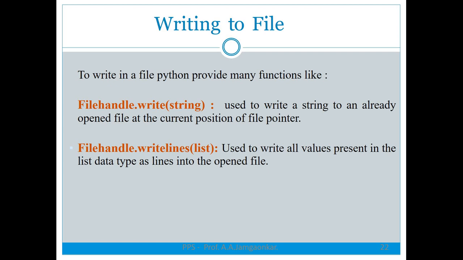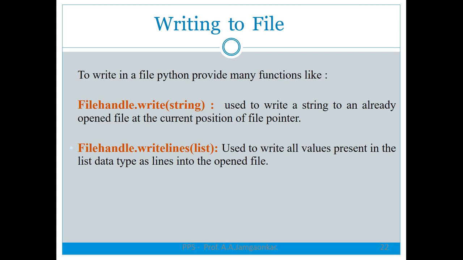Now, when we have to write content inside the file, there are two methods: one is write and the second is writelines. For the write method, we can use a string as a parameter. Whatever string we provide, including special characters, we have to specify special characters such as \n. Then it will write inside the file from the current position of the file pointer.